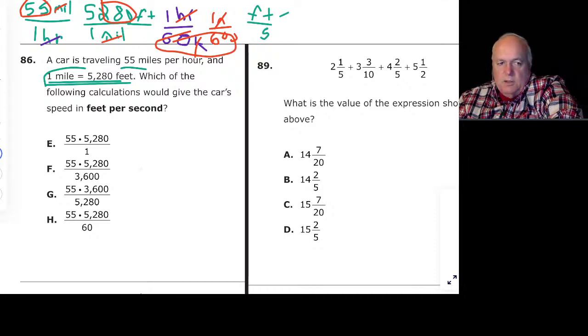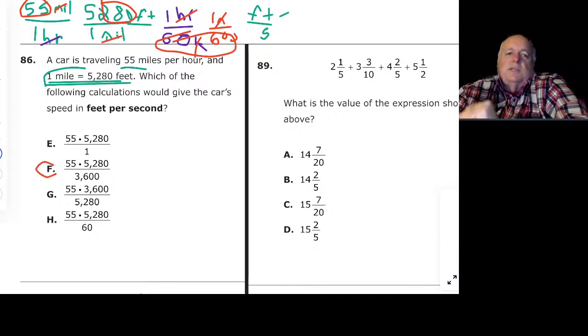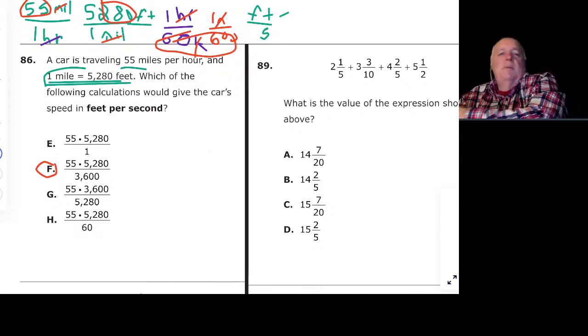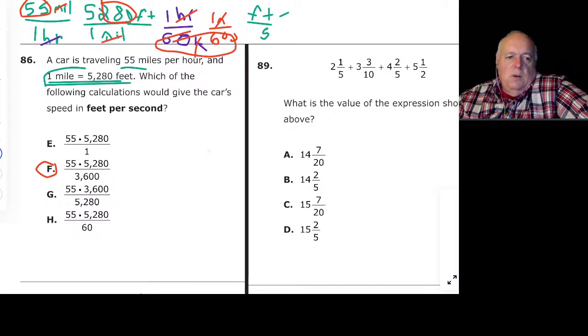In our case, it would be F though, because they actually did the 60 times the 60. Sometimes on questions like this, they give answers that are not exactly what you would end up with, but might be just before it. So in this case, they didn't multiply the numerator out. They kept it as 55 times 5280, and the denominator they did the multiplication out. So the answer there would be F.